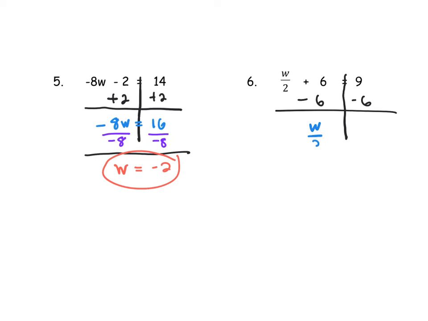W divided by 2 equals 3. What is the solution for this equation? The solution for this equation is W equals 6.